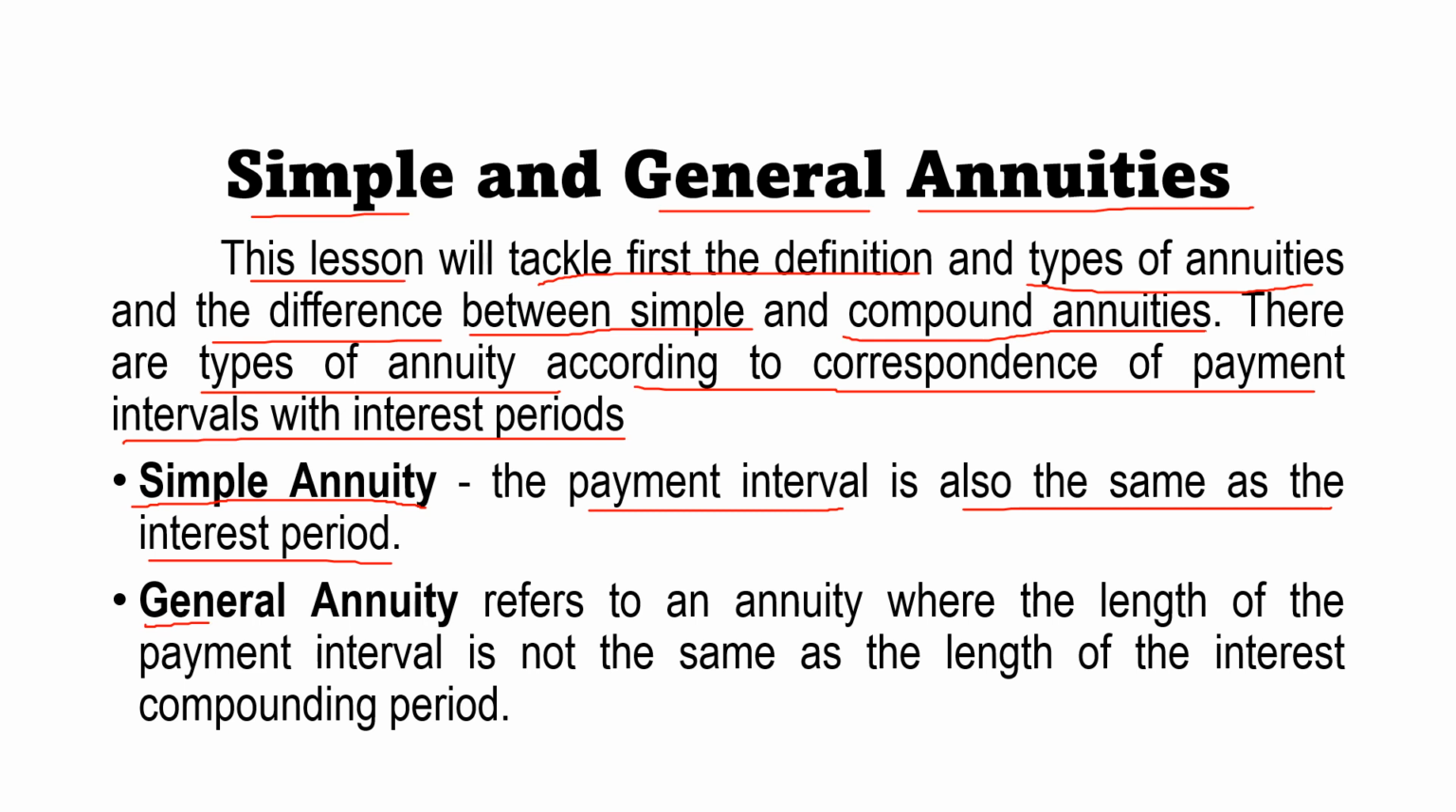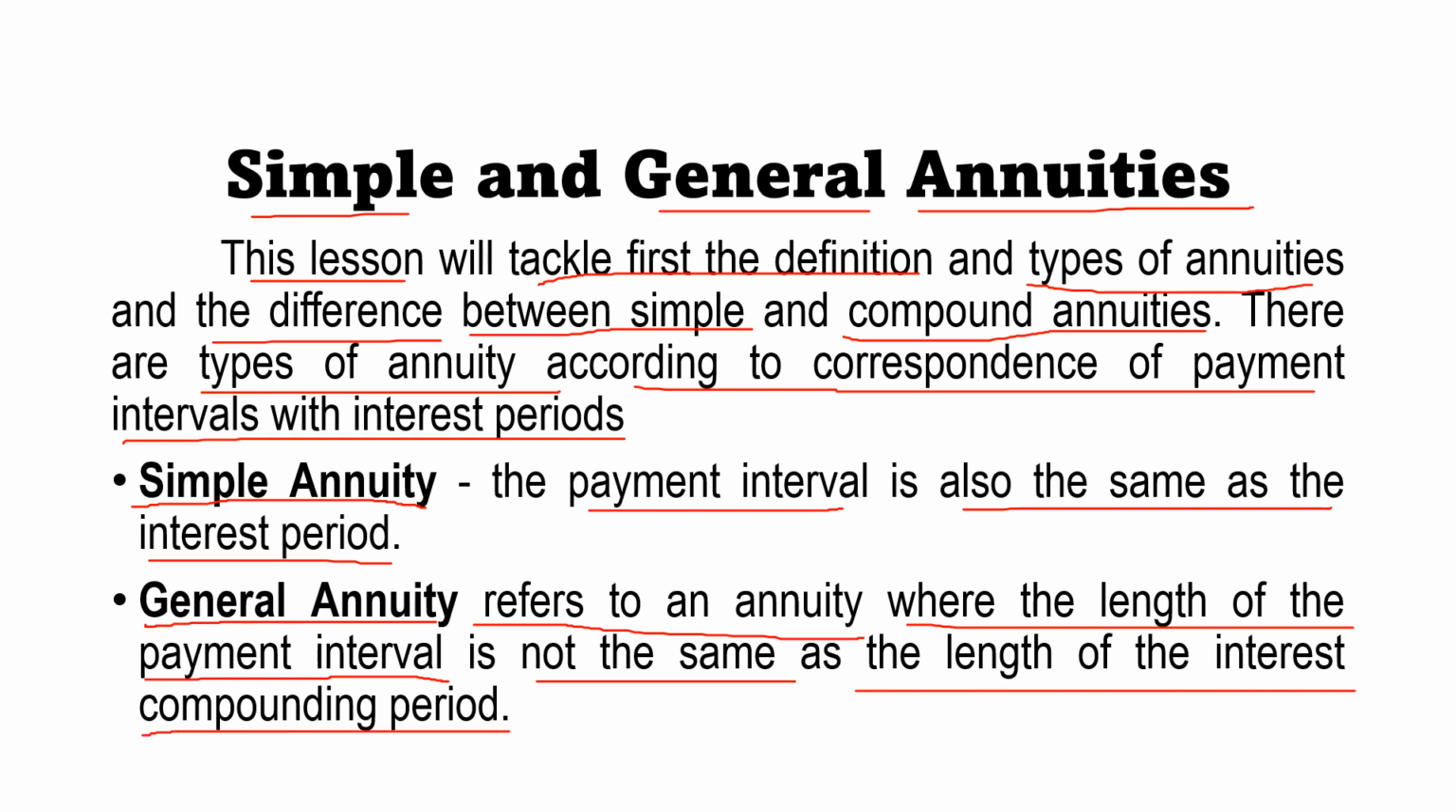Now, your general annuity refers to an annuity where the length of payment interval is not the same as the length of the interest compounding period. So when the payment interval is not the same as the length of the interest compounding period, that annuity represents a general annuity.